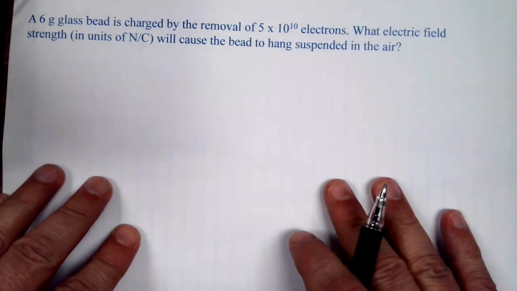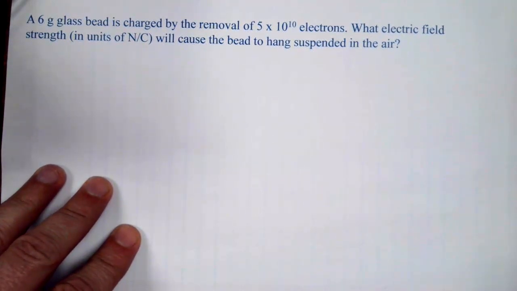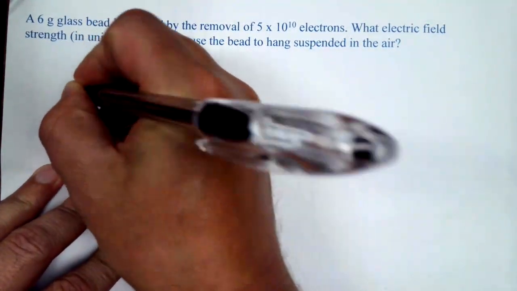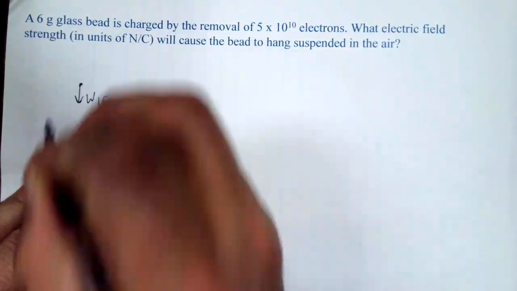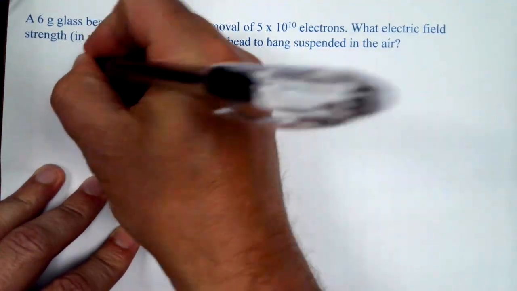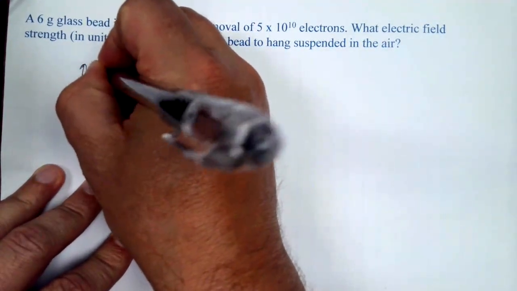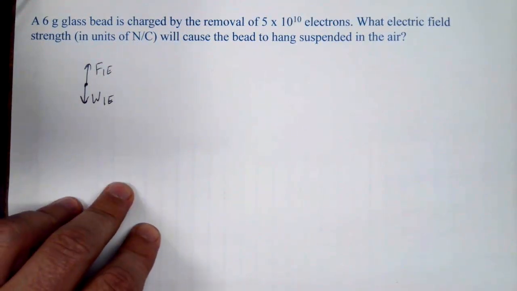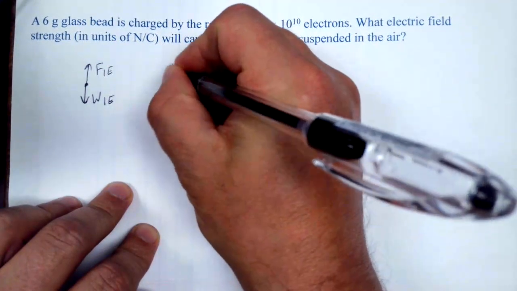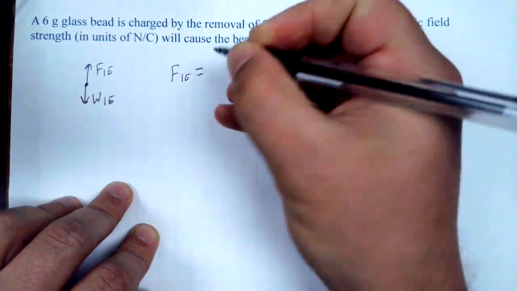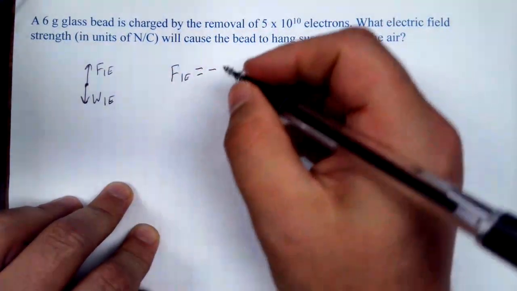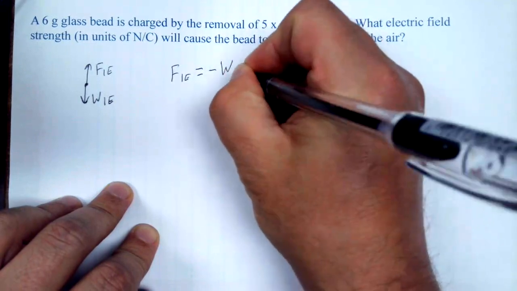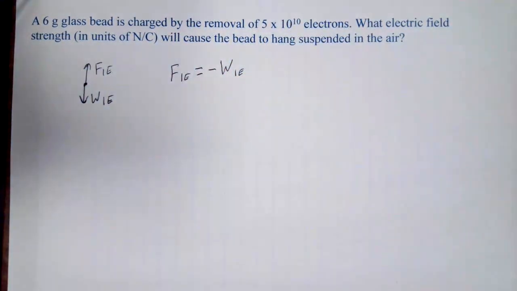So to start with here, we want to draw our free body diagram. Pointing down, we've got gravity, so we'll call that weight 1e. And then pointing up, we want our force 1e, which is our force caused by the electric field. So what we know is that the force by the electric field is equal to the negative of the weight 1e, right? They're equal in magnitude and opposite in direction, and that way the bead will hang suspended in the air.